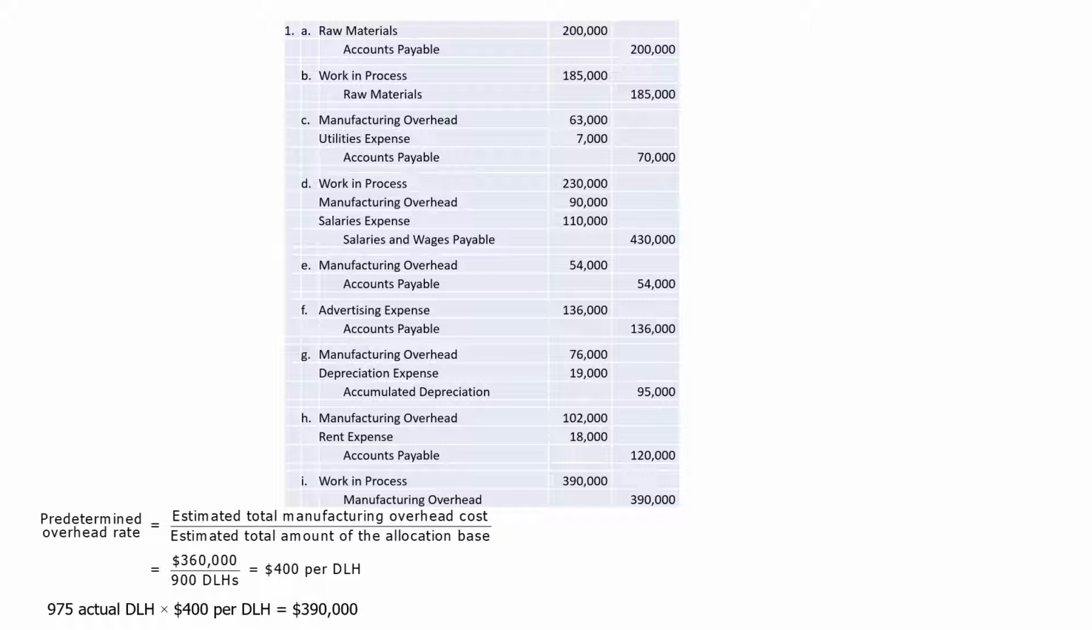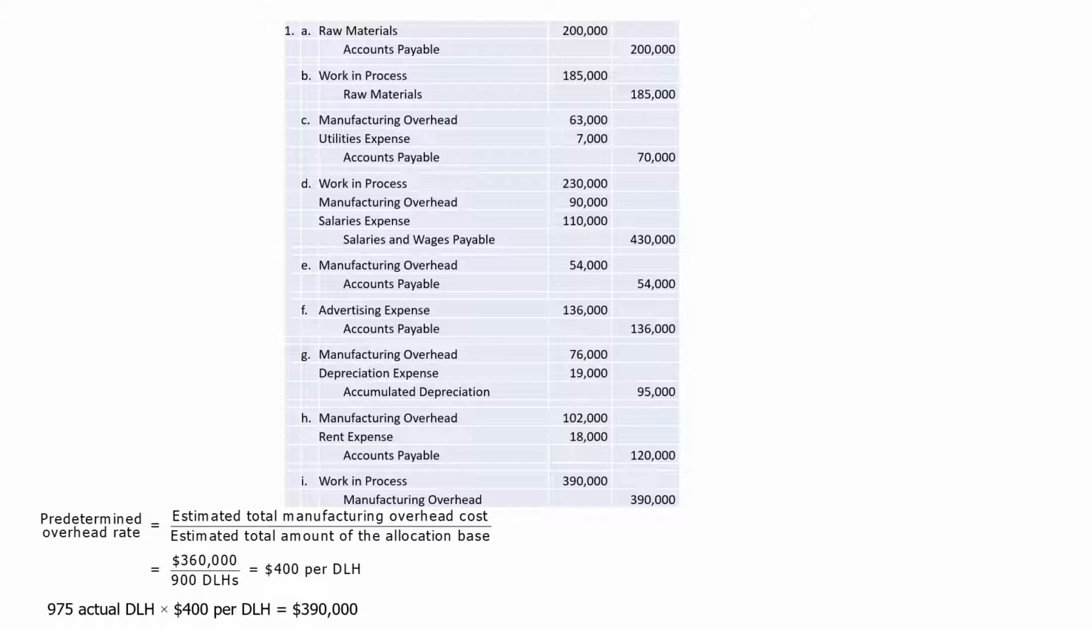Maintenance costs were incurred in the factory of $54,000. We'll debit the manufacturing overhead T account, $54,000. Remember, all actual manufacturing overhead costs are debited to that account. When we apply the overhead, we credit that account. And we credit accounts payable. In F, advertising costs were incurred, $136,000. Well, those are selling expenses, so we'll just debit advertising expense and credit accounts payable.